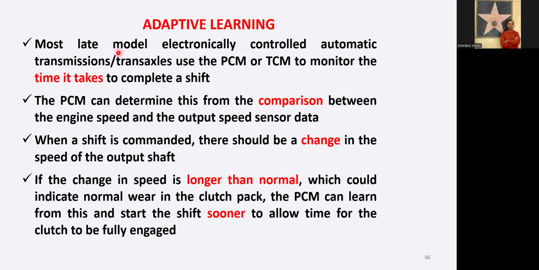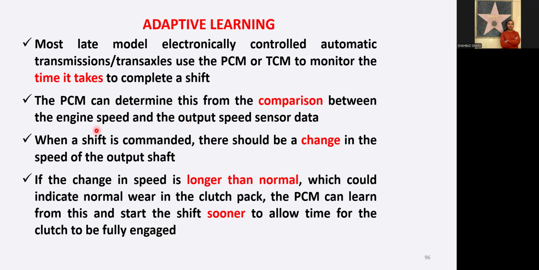Most late model electronically controlled automatic transmission transaxles use the power control module or transmission control module to monitor the time it takes to complete a shift. That is the adaptive learning. The PCM can determine this from the comparison between the engine speed and the output speed sensors data.